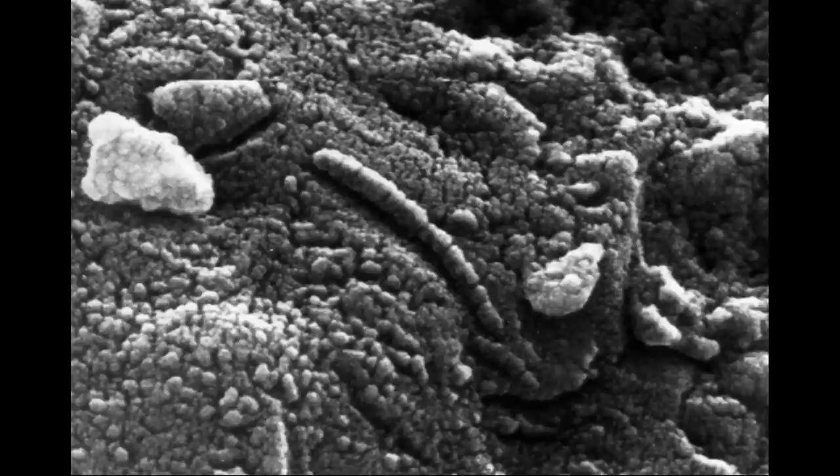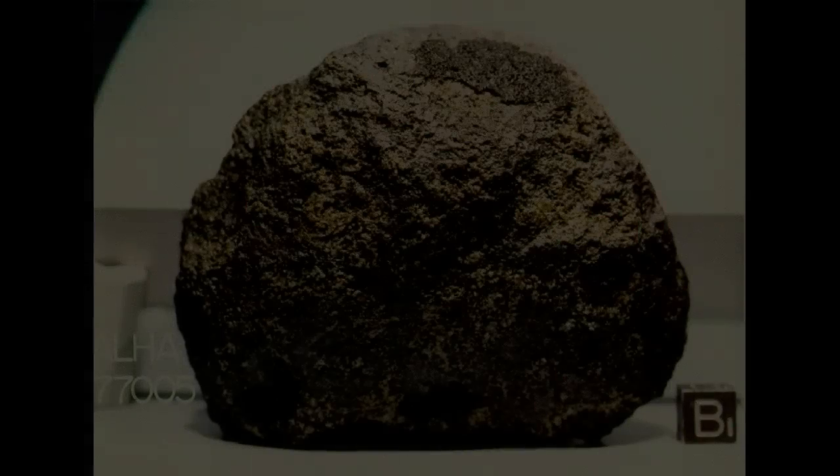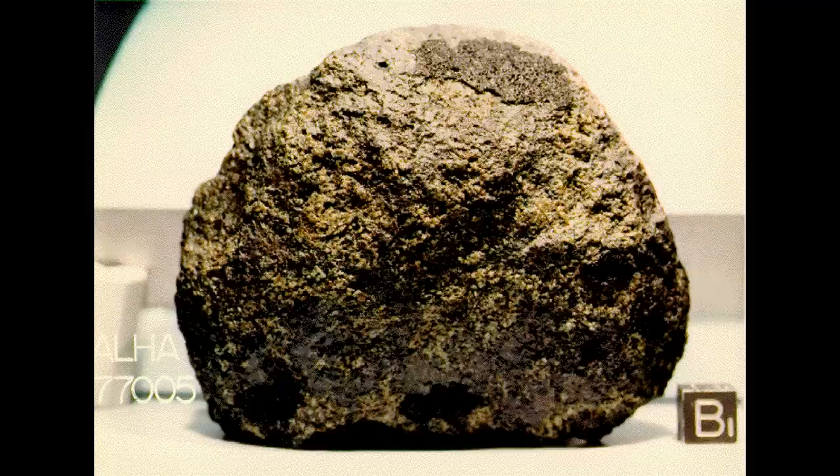But the evidence was speculative, it was based on nothing more than microscopic bacteria-like shapes found in the rock. The scientific community did not accept this as definitive evidence of life on Mars. But in 2019, Hungarian scientists studying another meteorite of the same region, Allen Hills 77005, had a significant finding.